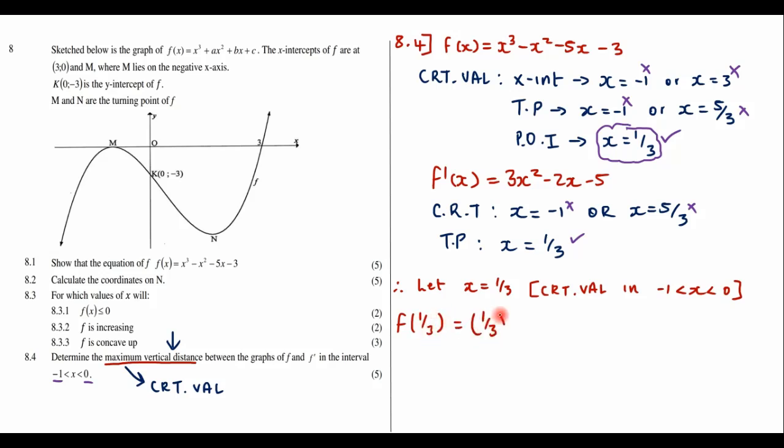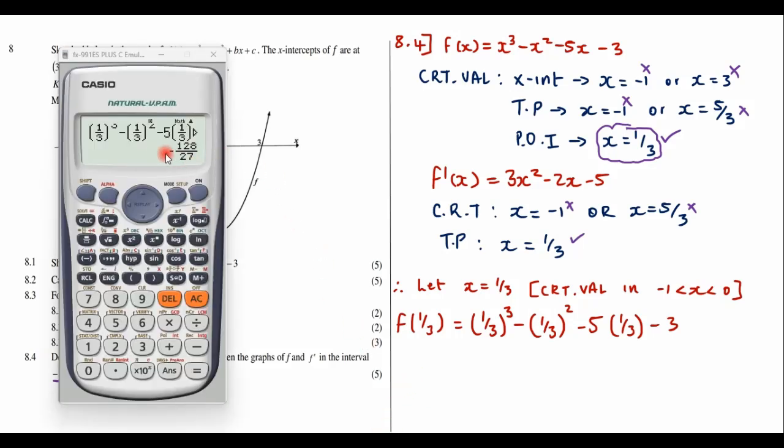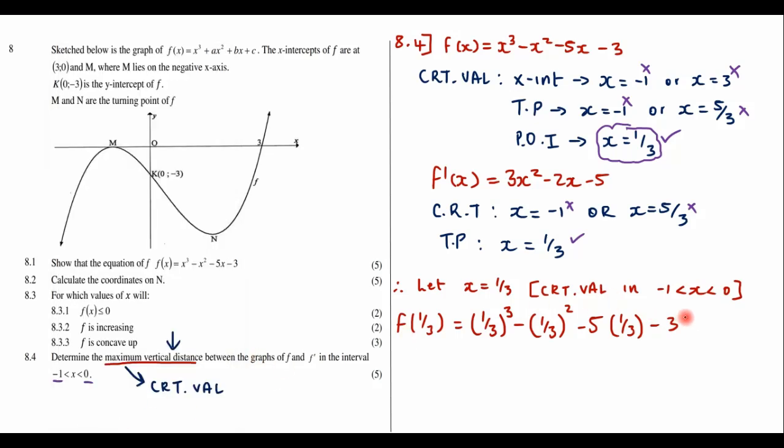So that will be 1 over 3 cubed minus 1 over 3 squared minus 5 into 1 over 3 and minus 3. So now we're going to press this in our calculator and see what it gives us. Okay, so pressing our calculator, you can see that this gives us minus 128 over 27. So this is equal to minus 128 over 27.